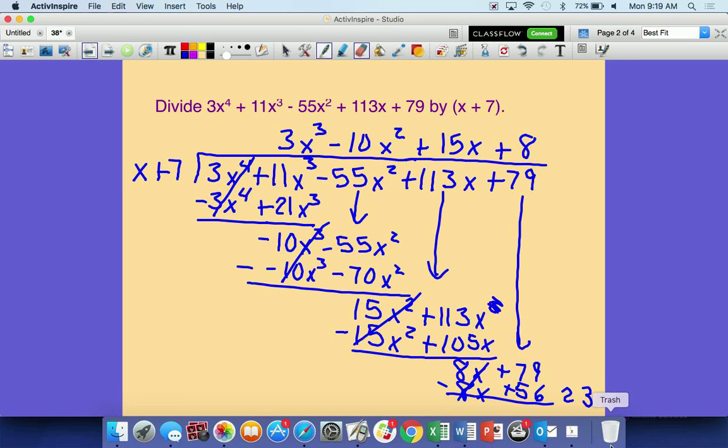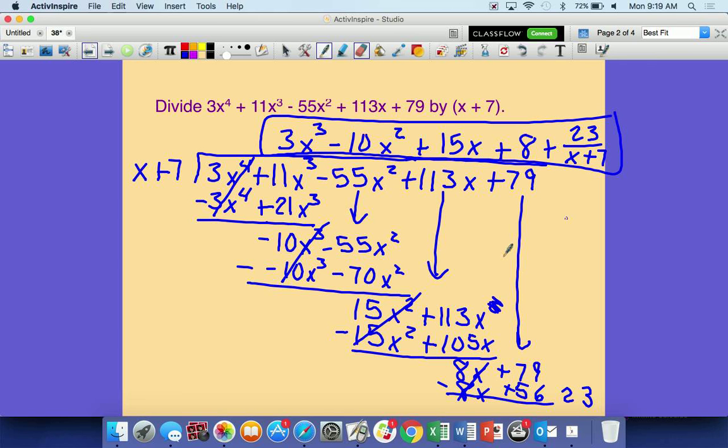And then what we do with that is this 23, we put up here into the numerator, so we're going to have to add our 23 over x plus 7. And this whole thing then is the answer to our original problem.